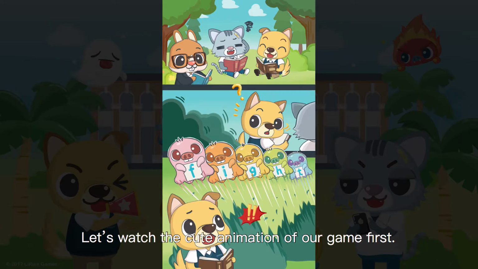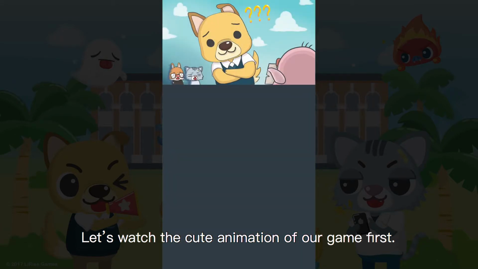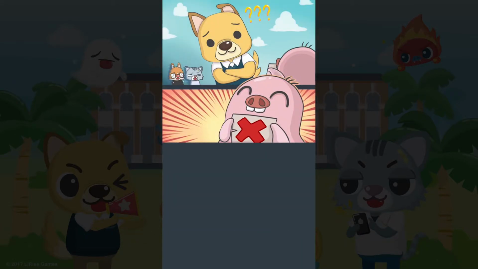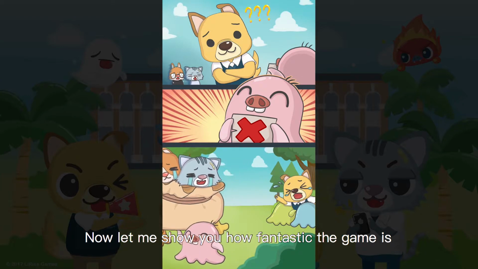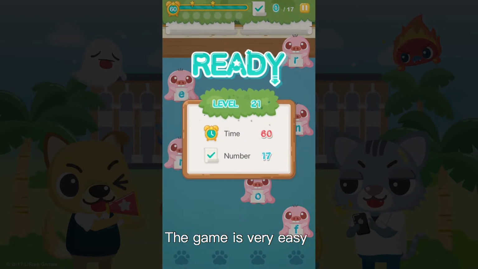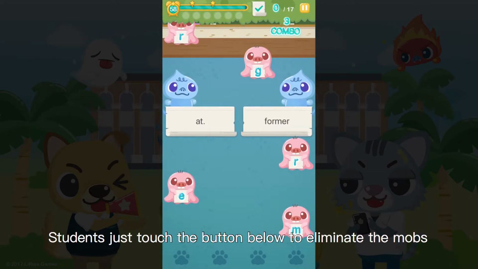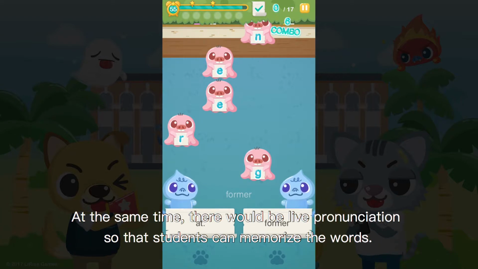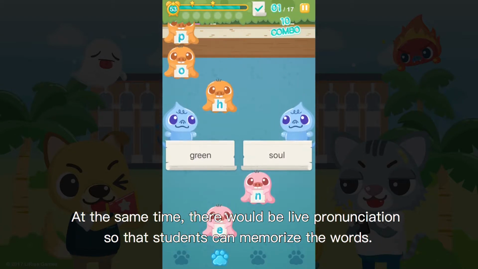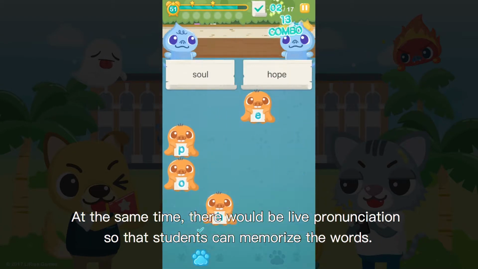Let's watch the cute animation of our game first. Now let me show you how fantastic the game is. The game is very easy. Students just touch the button below to eliminate the mobs. At the same time, there would be live pronunciation so that students can memorize the words.